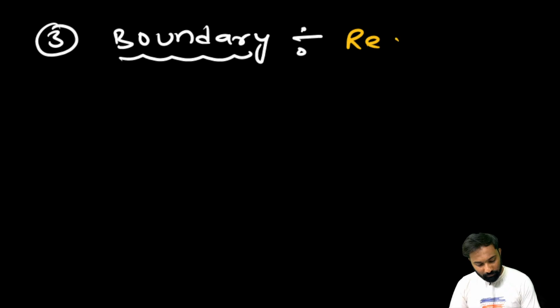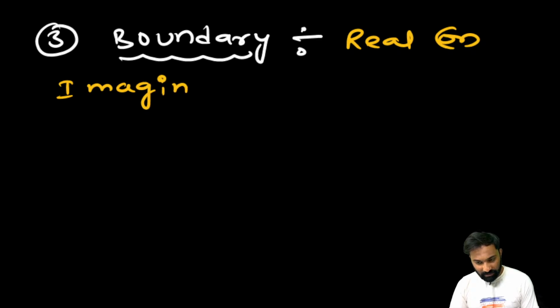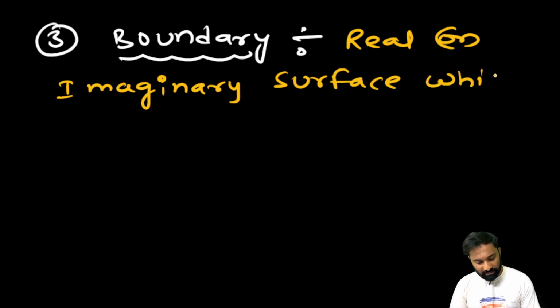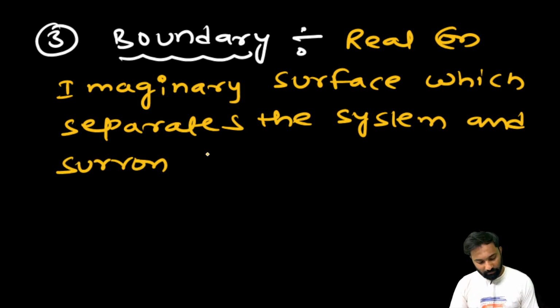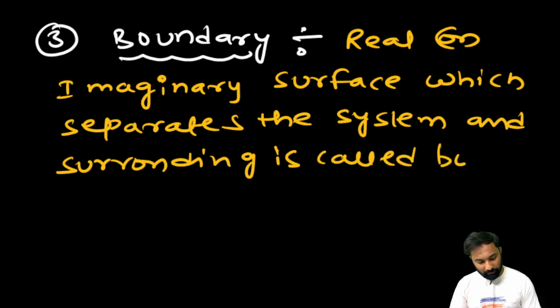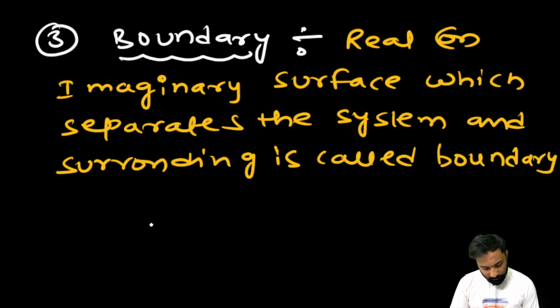Now the boundary may be real or imaginary surface which separates the system and surrounding. The real or imaginary surface which separates the system and surrounding is called boundary, right? Now see, here let's suppose one fixed boundary we are having.